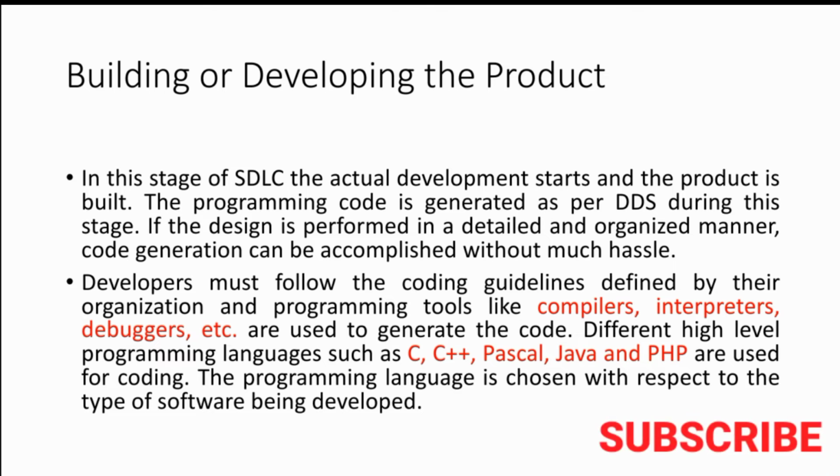Now building or developing the product. This is the coding phase which requires compilers, interpreters, debuggers, etc. to generate the code, which is required to develop the software product. Different programming languages like C, C++, Pascal, Java and others are used for coding. Different high level languages are used.